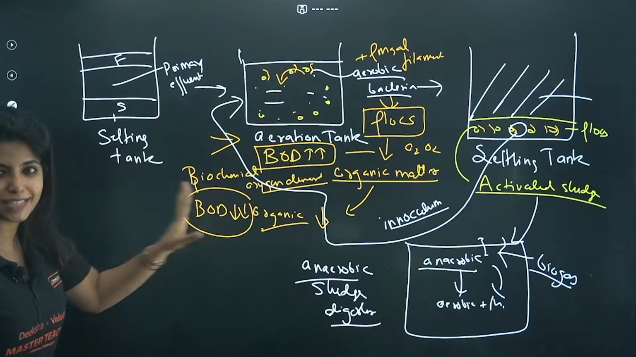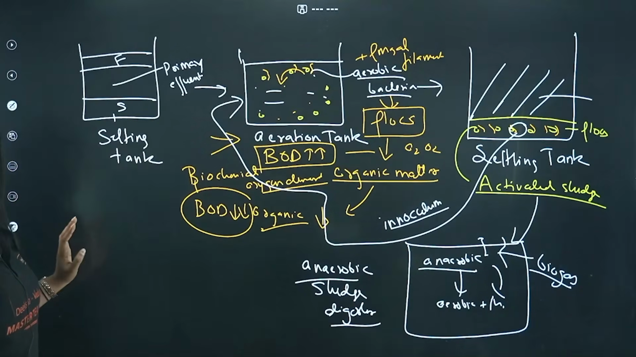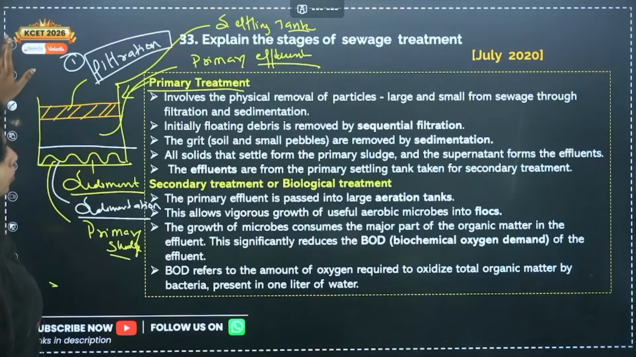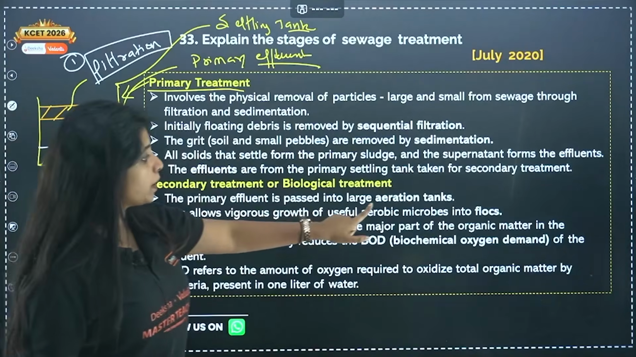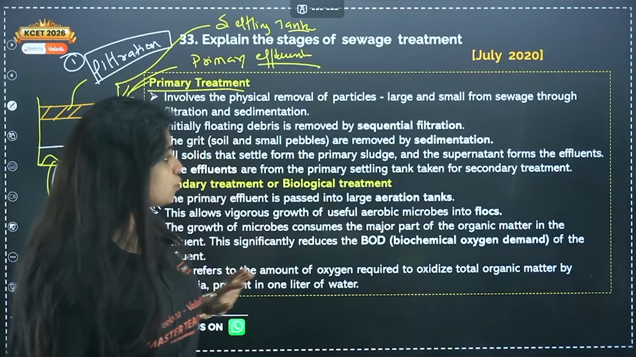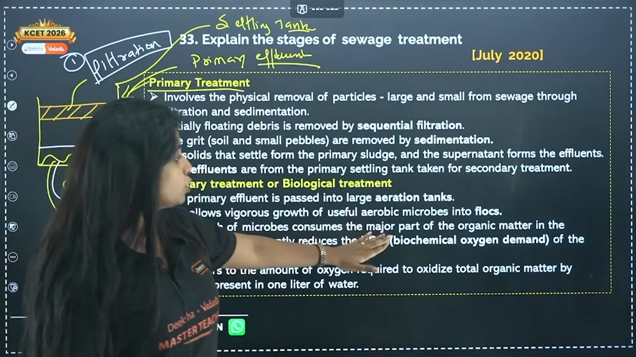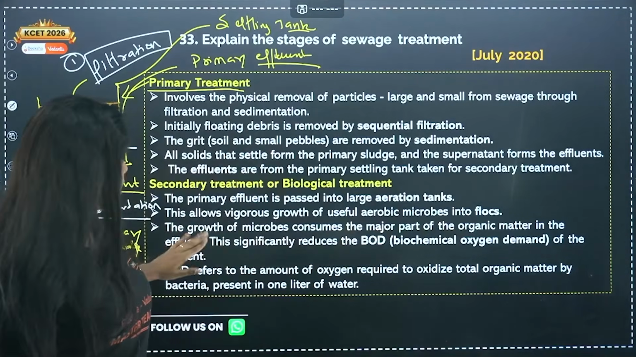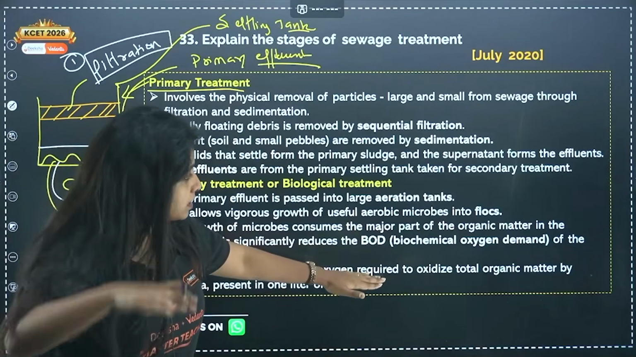Take a screenshot because this slide might go. I have added this slide now. So, we were here. The primary effluent is passed into large aeration tanks. This allows vigorous growth of useful aerobic microbes into flocs. The growth of microbes consumes the major part of organic matter in the effluent. This significantly reduces the BOD.